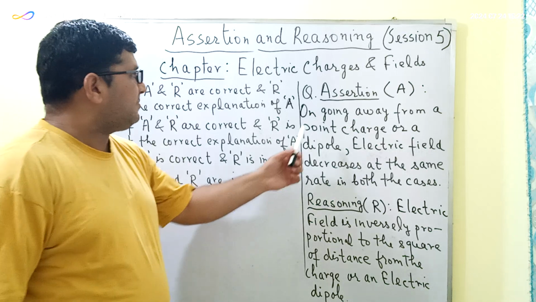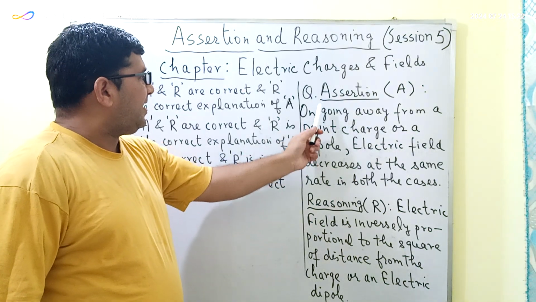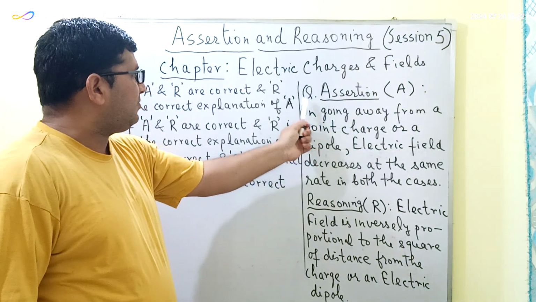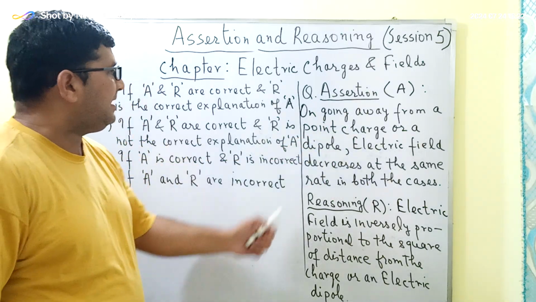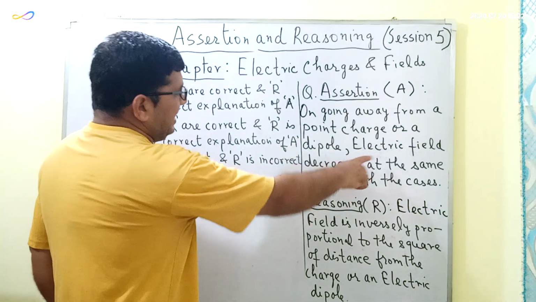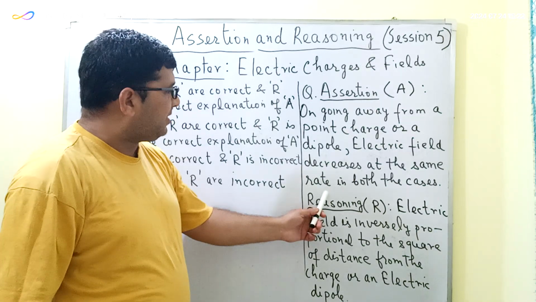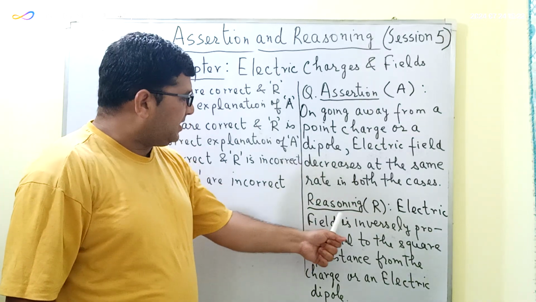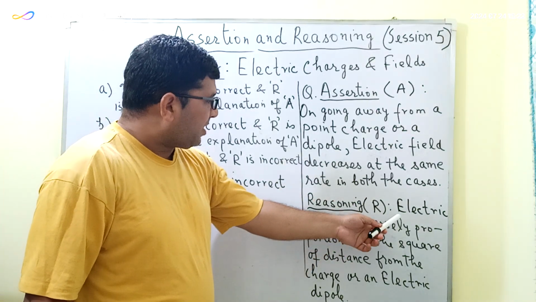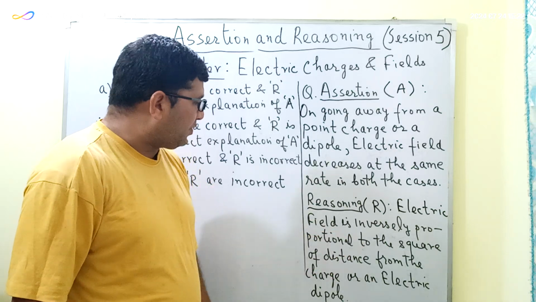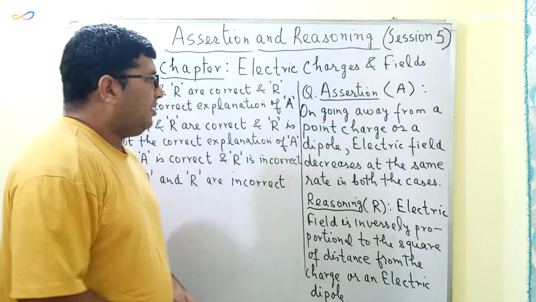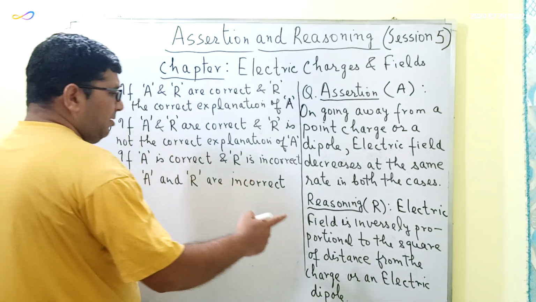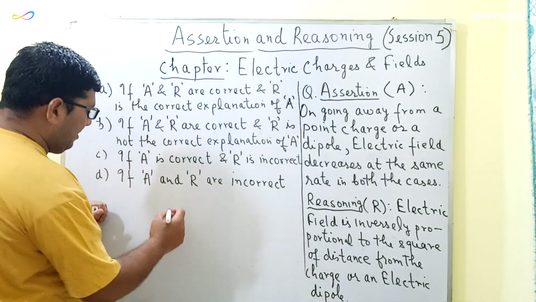So here the assertion part of this question is, on going away from a point charge or an electric dipole, the electric field decreases at the same rate in both the cases. And the reasoning given is, the electric field is inversely proportional to the square of the distance from the charge or an electric dipole.